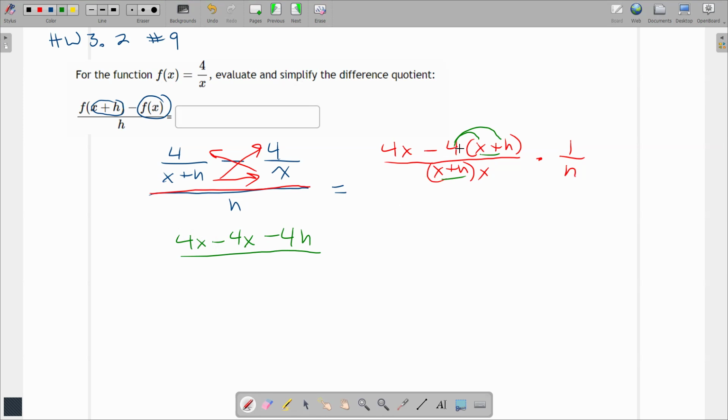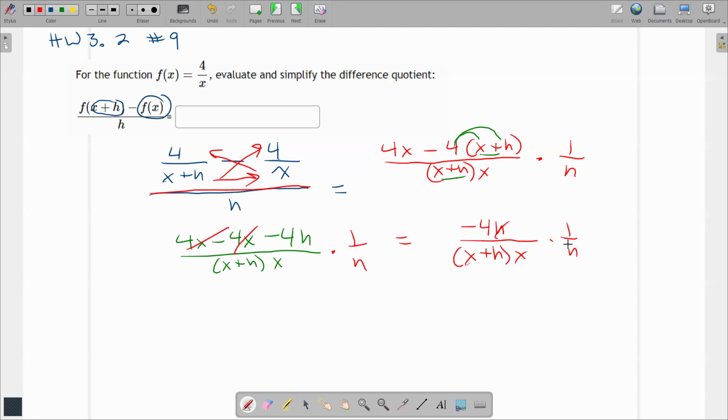If that was a times, you could. If this was a times, I could, but it's a subtract. In the bottom, I still have x plus h times x, and the 4x minus 4x goes away. And this is being multiplied by 1 over h still. The h's are going to cancel because that's going to give me in the top just a negative 4h. In the bottom, x plus h times x.